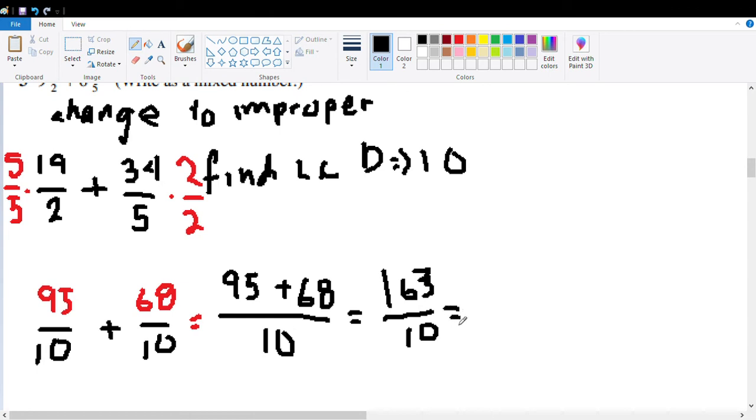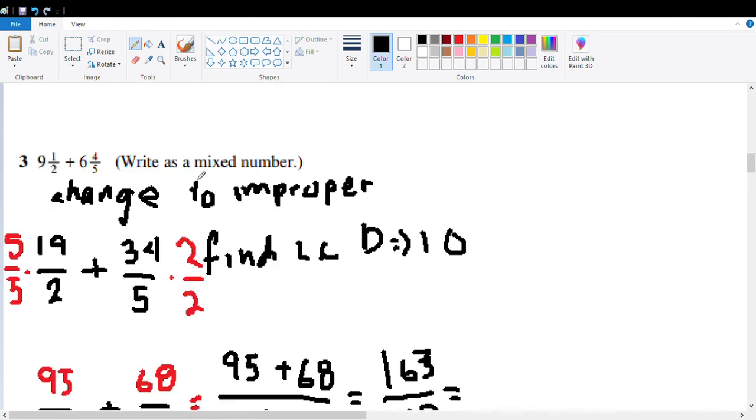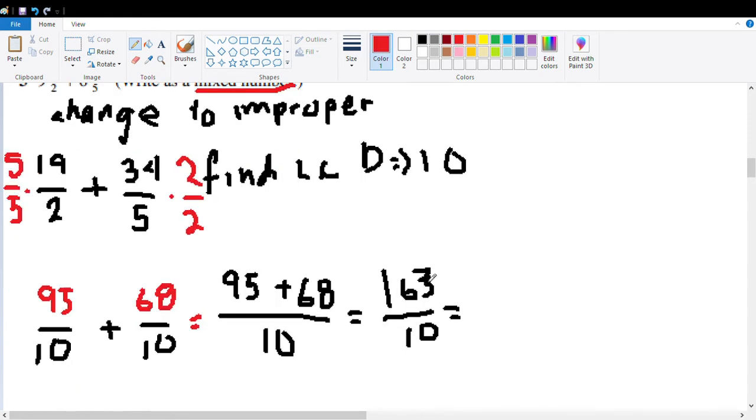Now, the question is asking for a mixed number, so change this 163 over 10 to a mixed number. How do we change fractions to mixed numbers? Divide. So let me have a different color. It's going to be 163 divided by 10.